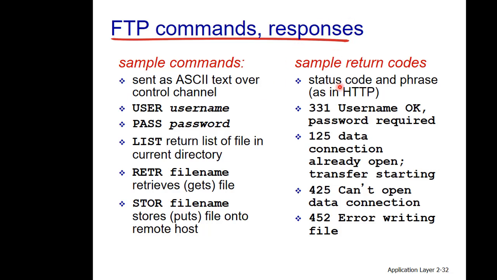As we talked about in case of HTTP, there are status codes. In case of FTP, there are status codes too. For example, 331 username okay, password required. Once you provide a username and the username is present on the list, it sends you this status code 331. What it means is that the username is okay and password is required. 125 data connection already open, transfer starting. There are many other different status codes that you can see.